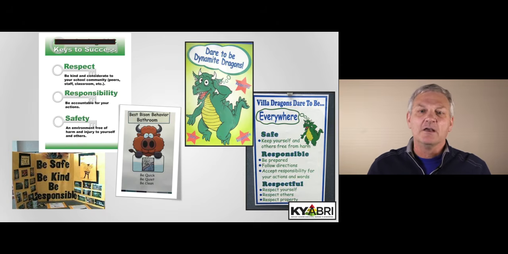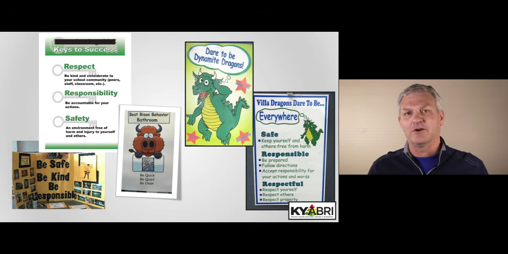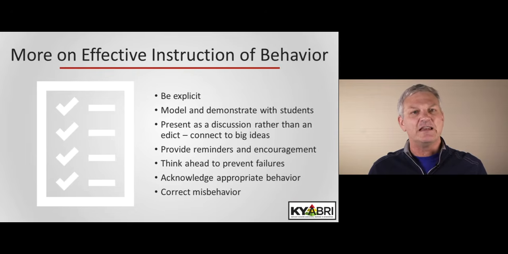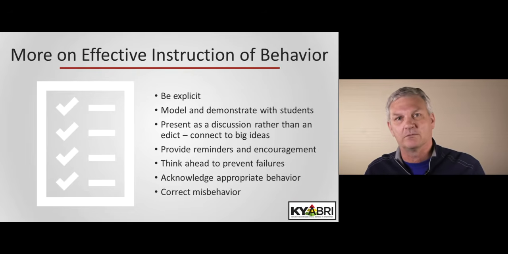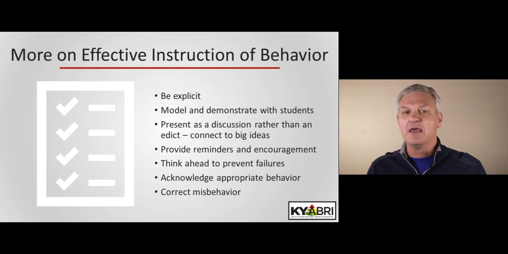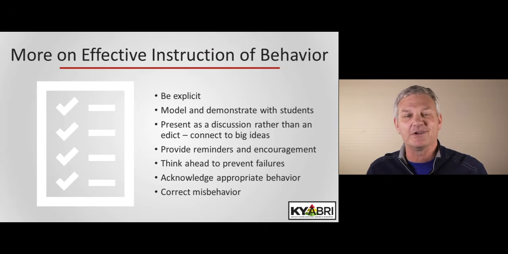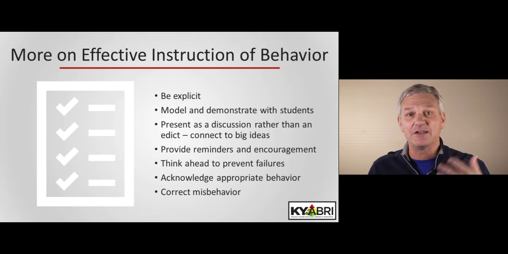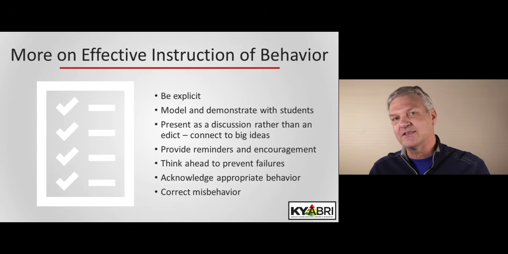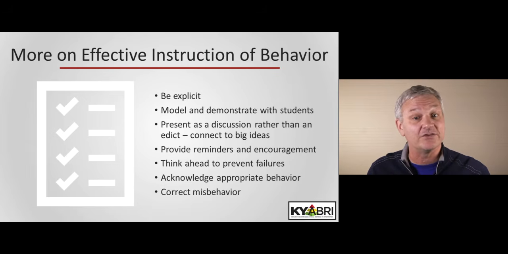So here are some more things to consider if you just want a list of things that need to be in place to make instruction work. We've already talked about the first one. Be explicit. Tell them, show them, give them examples that make sense. Model and demonstrate. Show it to them. And when you show it to them, engage them and say, is this right or not? How do you know? Rather than say, here's the rule, present this to them as a question.